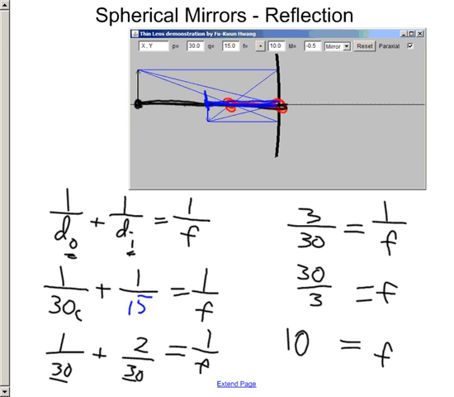If these were originally in centimeters, then our focal length is also in centimeters. Notice that is the correct answer.